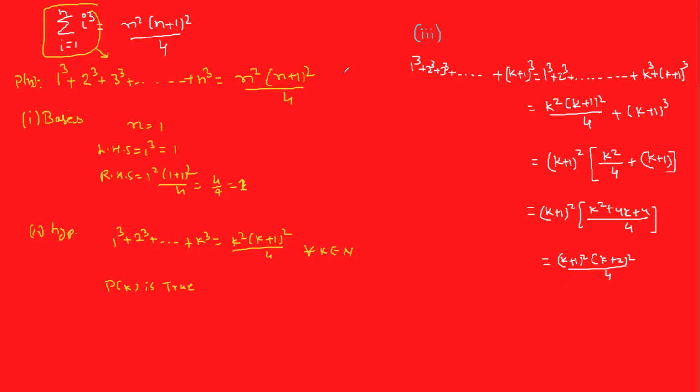And you got this. When you put on the right hand side n is equal to k plus 1, you will get what? k plus 1 whole square, k plus 2 whole square upon 4, right? Yes. And this is what? P of k plus 1, right? So P of k plus 1 is true when P of k is true. That's it. That's all. P of n is true. Write only these. Nothing more. Okay.